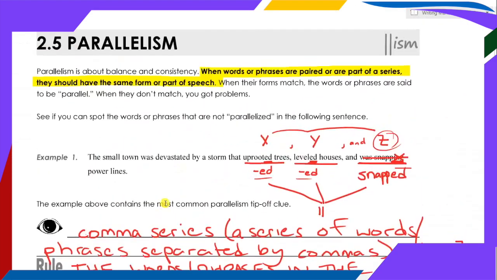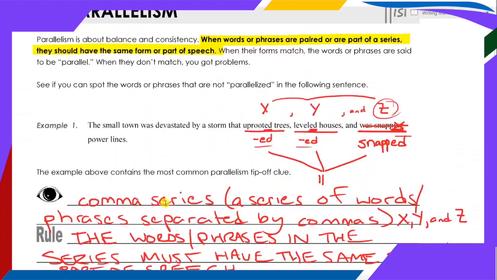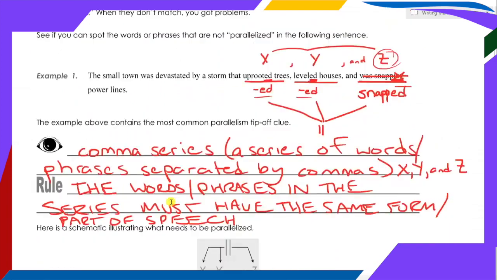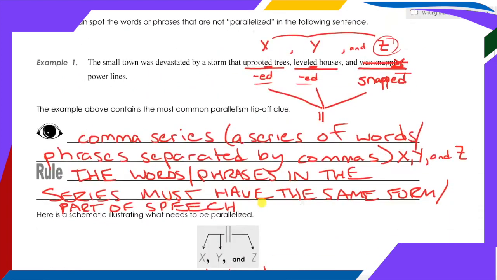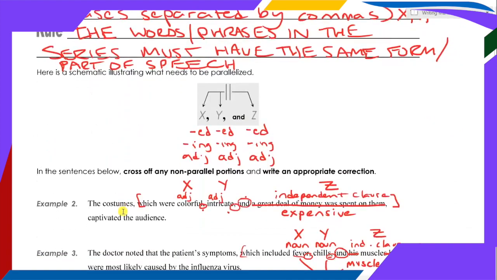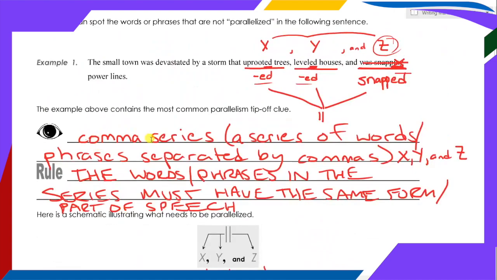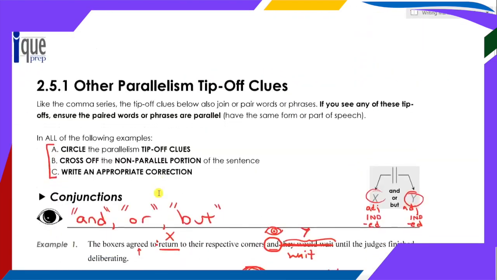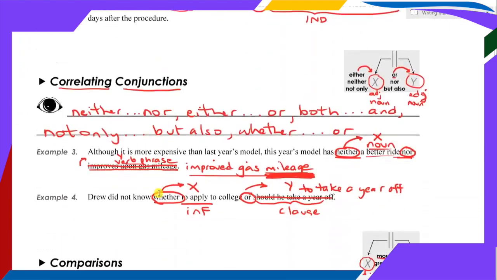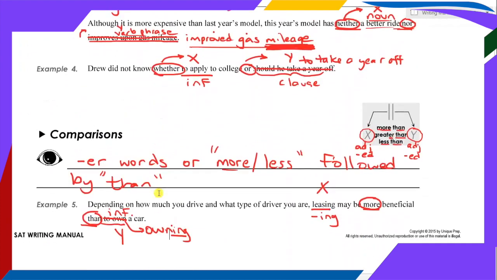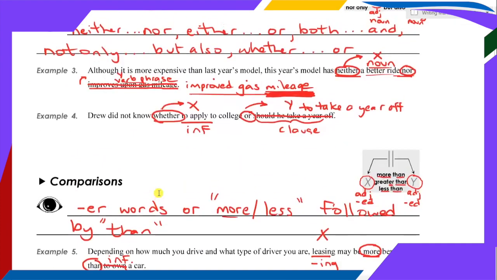Once again, remember, it is about balance. It is about making sure that words that are paired or in a series have the same form or part of speech. Form or part of speech. Several tip-off clues that you need to know. You need to know the comma series. You need to know that conjunctions, correlating conjunctions, and comparisons can also indicate parallelism issues. That is all for parallelism.